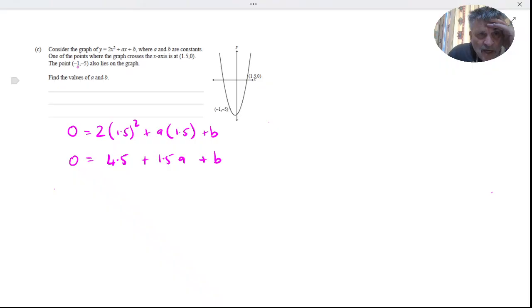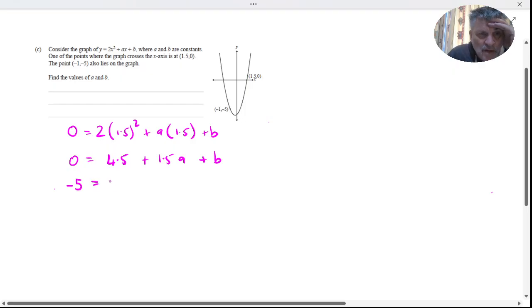And if we do the same for the other point, that tells us negative 5, that's the y value there, is equal to 2 times negative 1 squared plus a times negative 1 plus b. So that's negative 5 is equal to negative 1 squared is 1, that's 2 plus minus a plus b.